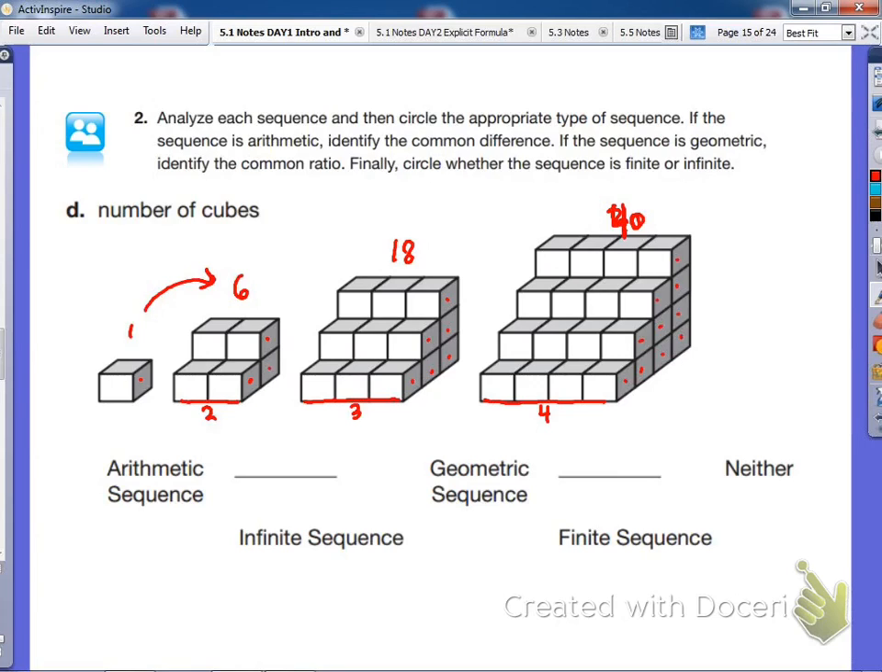All right, now, how do you go from 1 to 6? You could add 5, but does adding 5 each time work? No. So this is not arithmetic. Okay? What would you multiply by? 6. You could multiply by 6. Does 6 times 6 equal 18? No, it does not. So this is not geometric either. It's neither, and this is a finite sequence.